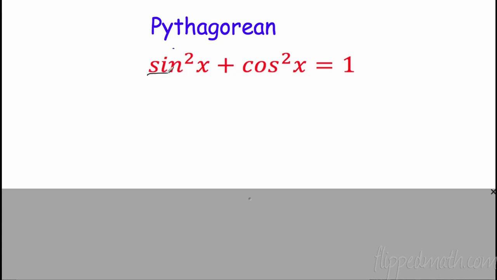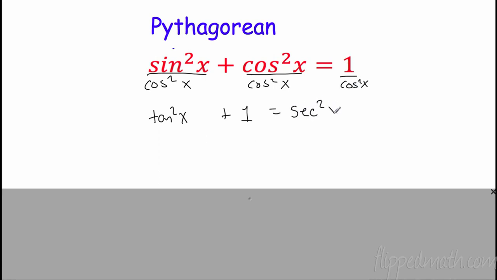I'm going to divide everything here by cosine squared x. I can do that. All right? I'm going to derive everything, divide everything by cosine squared x. Well, sine squared divided by cosine squared, that is tangent squared x. All right? Cosine squared x divided by cosine squared x, that's 1. And 1 over cosine squared x, that's the same thing as secant squared x.